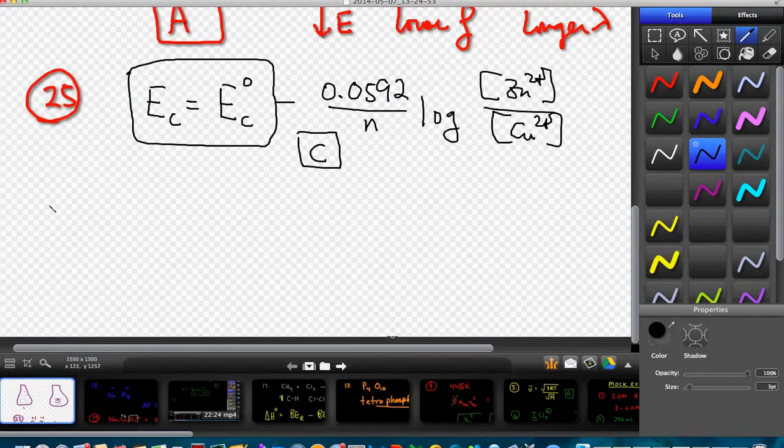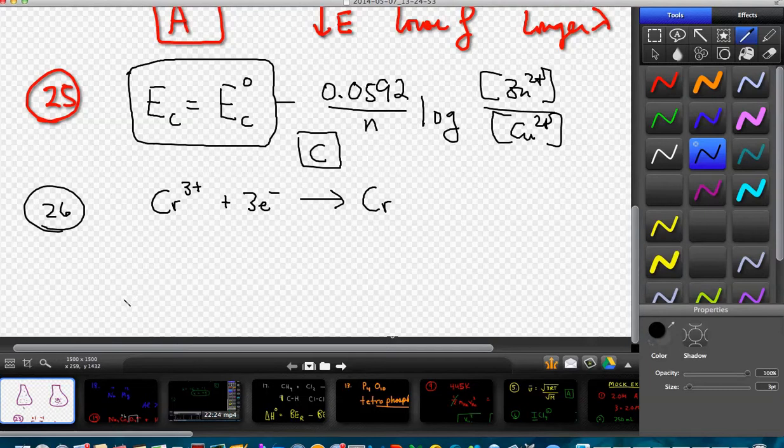I think we can fit one more on this page. Number 26. We want to find out what mass of a metal will be deposited at the cathode. The relevant reduction chemistry that's taking place at the cathode is chromium 3 plus plus 3 electrons yields chromium metal. And this is going to occur for 1 hour, so that's 3,600 seconds.